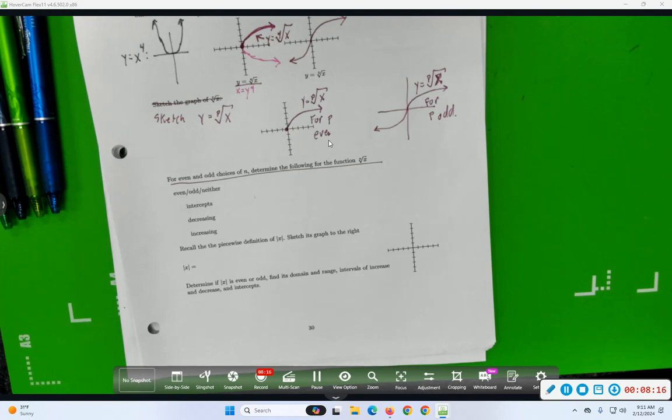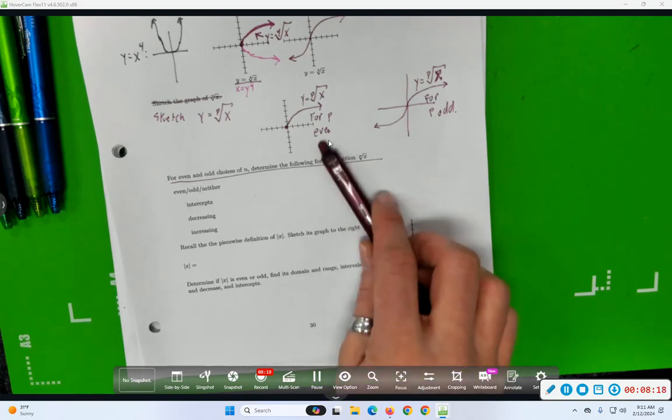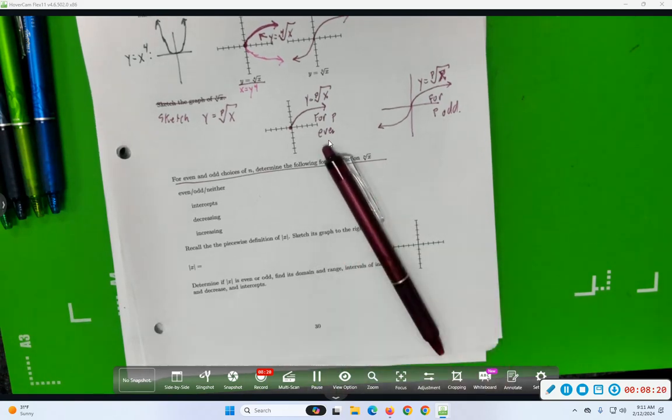Even, odd, neither, or both. If you take any of these even root functions, do those functions look like they're even or odd or neither? Even? Odd? Neither. Cool, well, let's talk through it.